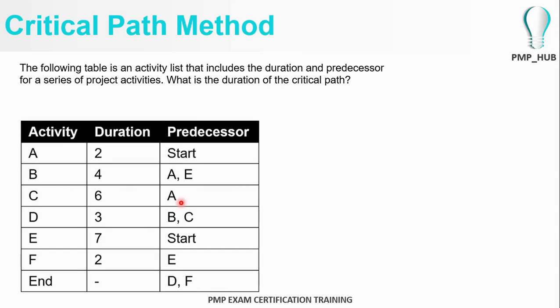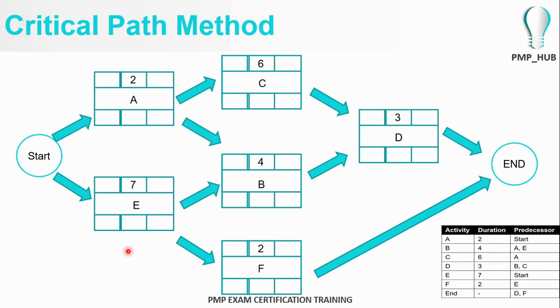Let's take another example under critical path method. Kindly look at this project. There are two activities, A and E, commencing from the start. Activity B follows after A and E. Activity C follows after A. Activity D follows after B and C. Activity F follows after E. And these are the durations of each and every activity. So keeping that in mind, let's try to draw the critical path.